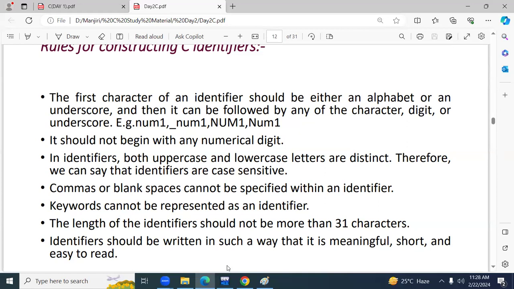Then commas and blank spaces cannot be specified within an identifier. So let's check it out. I'll write some versions.